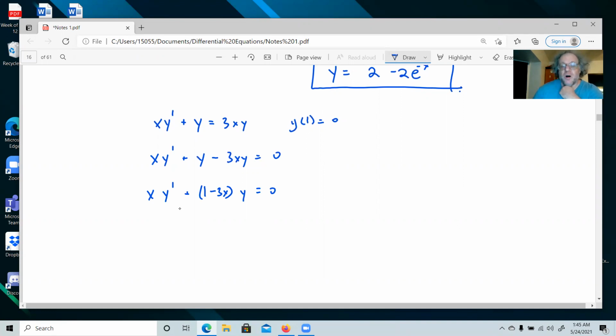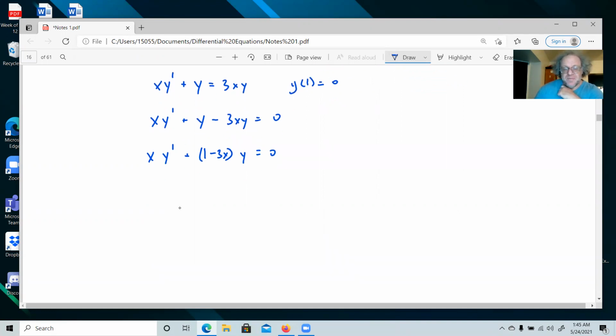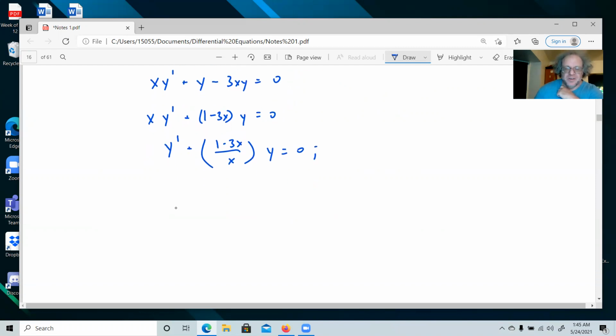That's almost the correct form, not quite. And we have y tick plus 1 minus 3x over x times y equals 0, because we did divide by x. And I think the last thing we can say about this is y tick plus, this is 1 over x minus 3, y is equal to 0. So, integrating factor. We have rho is equal to e to the integral of 1 over x minus 3, dx.